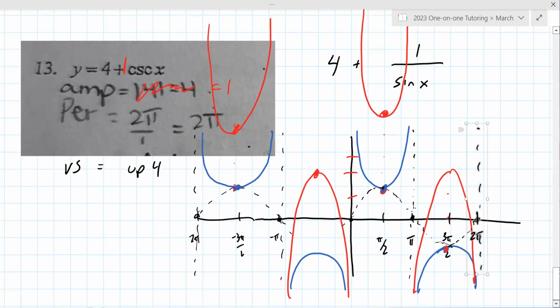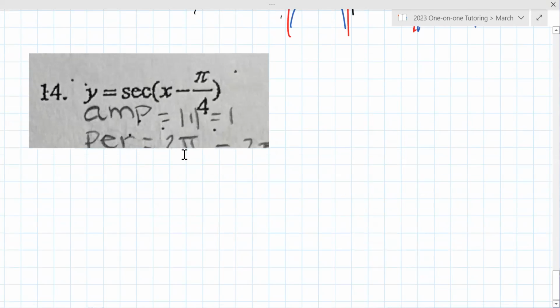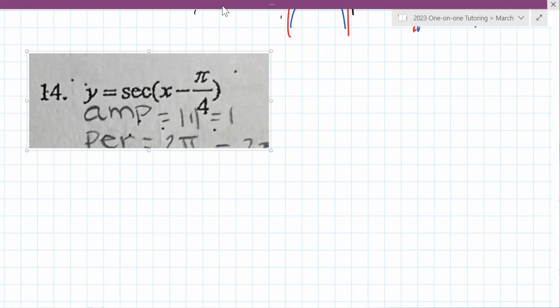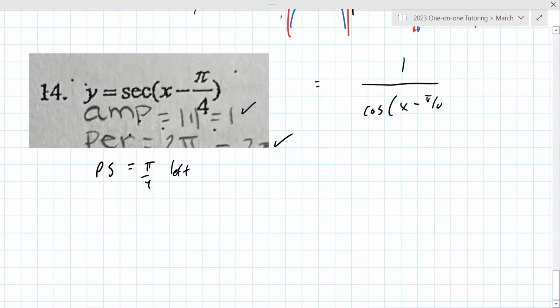pre-calc trig. So we don't have to go crazy here, but there is a lot that goes into this that maybe I'm not giving enough information on. Amplitude here is correct. Period is correct. This one, though, does have a phase shift. What would that be? The phase shift would be left pi over 4. Yes, pi over 4 left. Very good. Okay. And this is really like 1 over the cosine of x minus pi over 4.